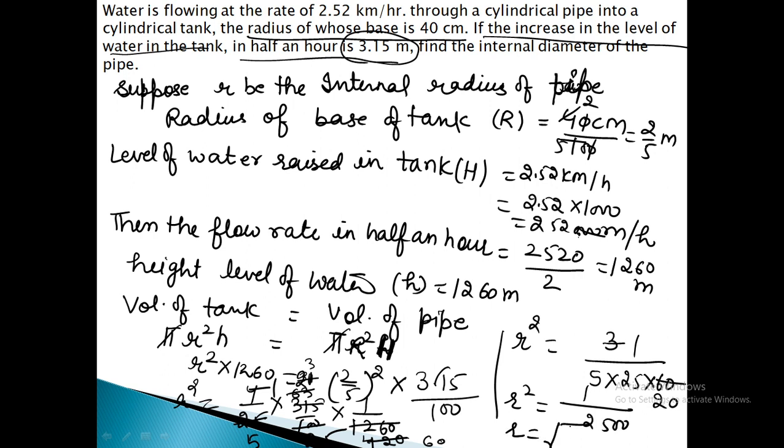After square rooting of 1 by 2500, we will get 1 by 50, 1 by 50 meter. When we multiply by 100, we get 2 centimeter. Answer is 2 centimeter. That is the radius of the pipe. But we have to find out the internal diameter of the pipe. For getting the internal diameter of the pipe, we multiply 2 with R. 2 multiply R will be 4 centimeter. Now you can say that the internal diameter of the pipe is 4 centimeter.